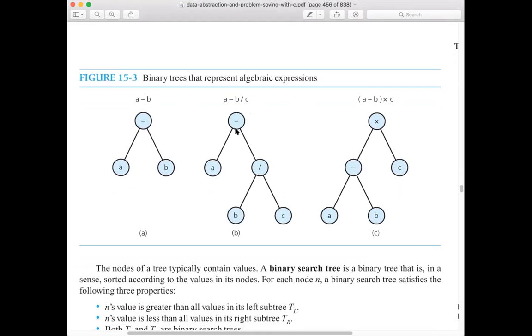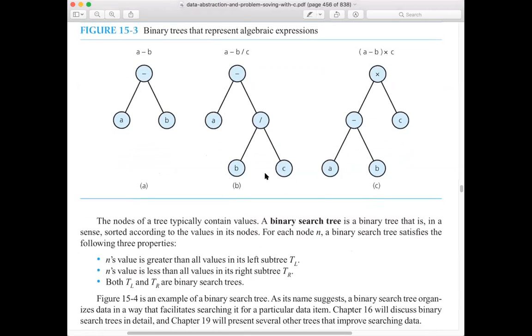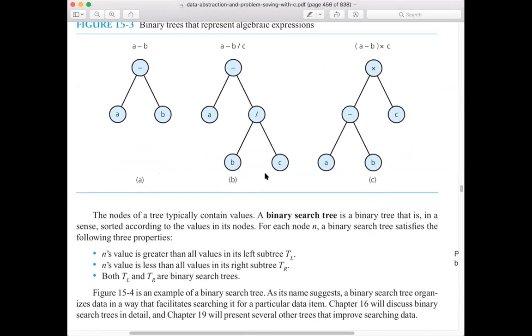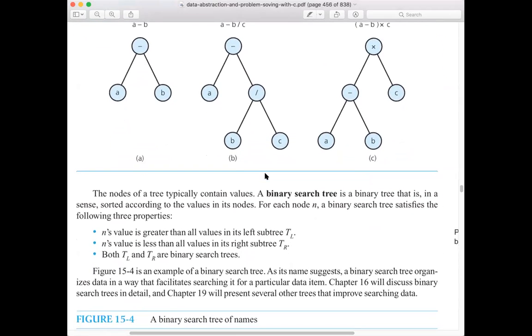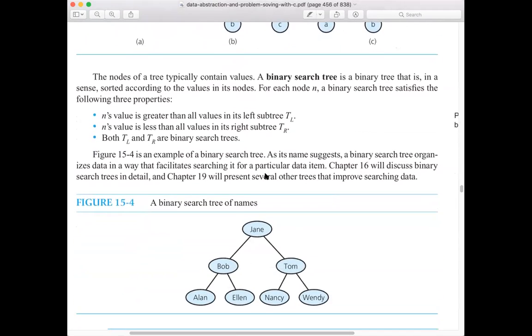all of the values less than that node are in its left subtree, and all of the values greater than that node are in its right subtree. So probably the best thing to do at this point would be to show a picture. Okay, so here's a binary search tree.